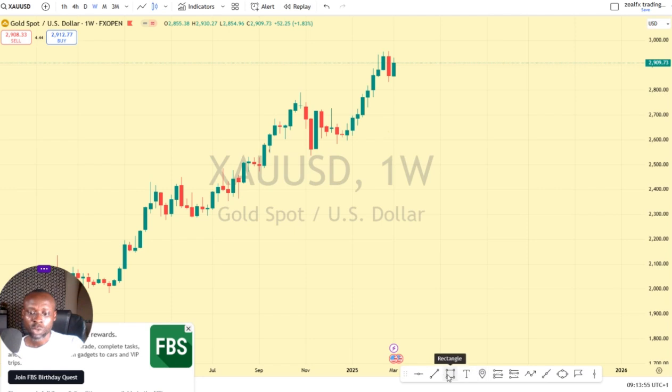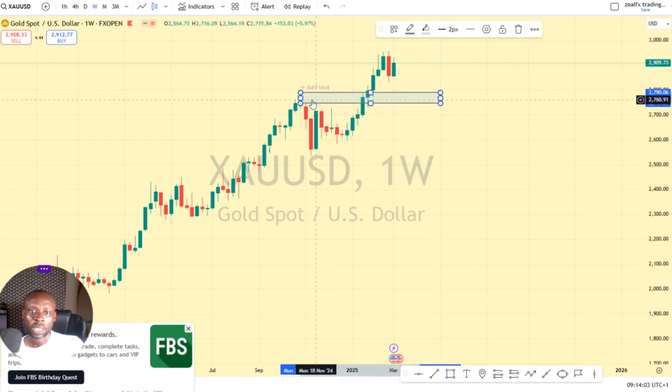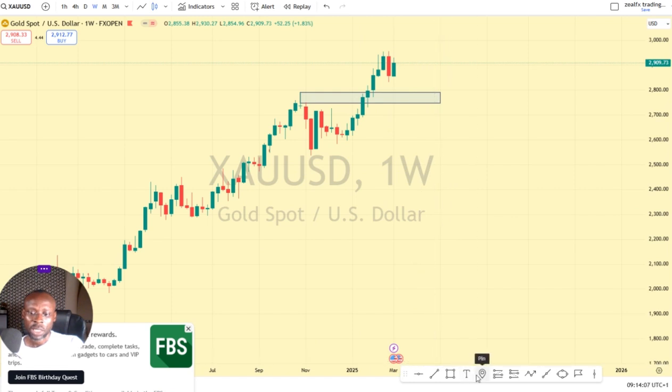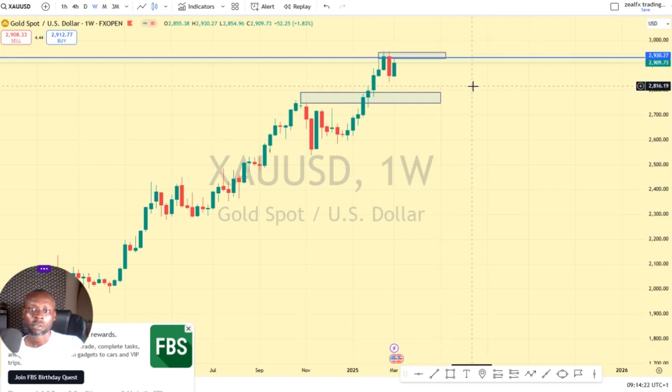So what we expect this week, we have two scenarios for buying opportunity this week for the gold USD. We have a support level at this level, which is the previous resistance. Then we also have a resistance at this top. So we'll be expecting price to go off this resistance before we look out for any possible buying opportunity.